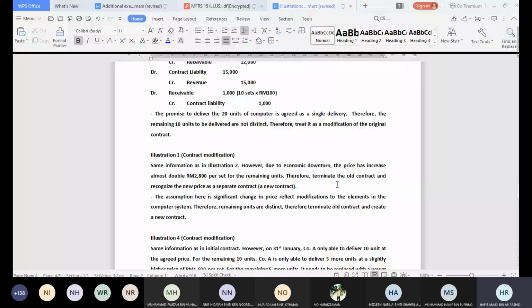If you have both, then you need to use your judgment on which one is more substantial. If you believe the distinct portion is more substantial, then you use the treatment for distinct. If the company believes the non-distinct is more substantial, then you use the treatment for non-distinct. So that is how you treat it.